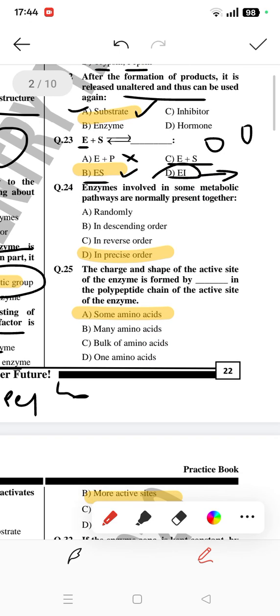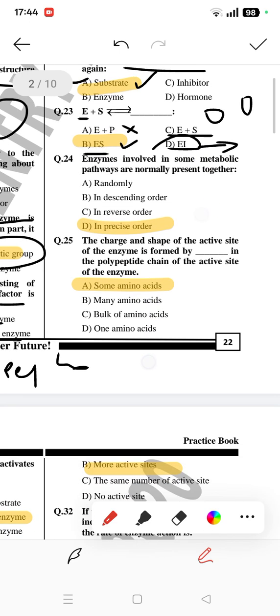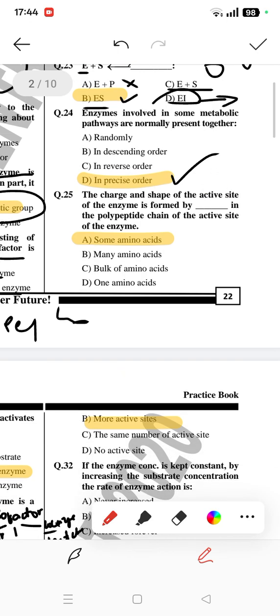Enzymes involved in a metabolic pathway are normally present together in a precise order, just learn it. They don't work randomly, they have a particular series, and in reverse order because it's a reversible type. So precise order means they're not elongated and not so elaborated, right?